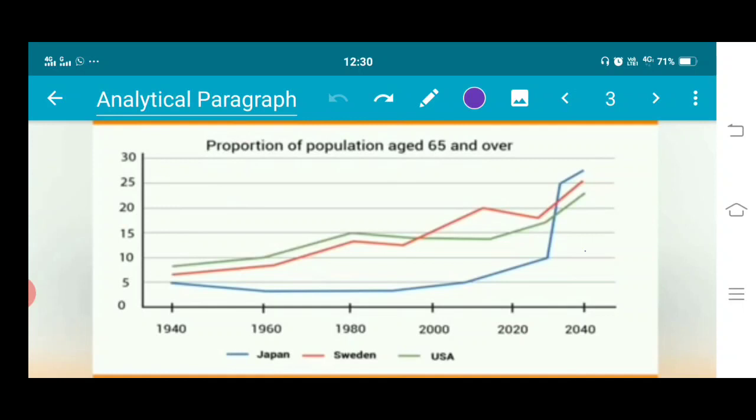Okay, so let's see where the steep curve is, right? Like here, at this point, Japan is having a continuous increase. There is no downfall in that. So that thing we have to write down. And one more point is that at this point there is continuous growth in all three countries. So this also we have to write down in our paragraph.